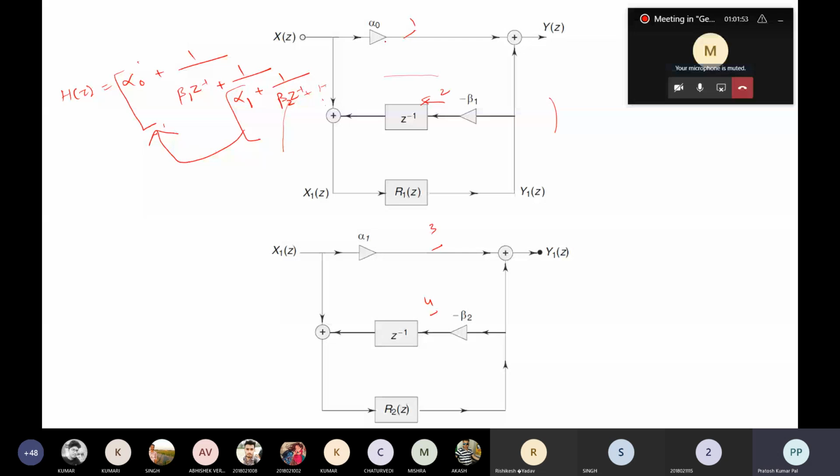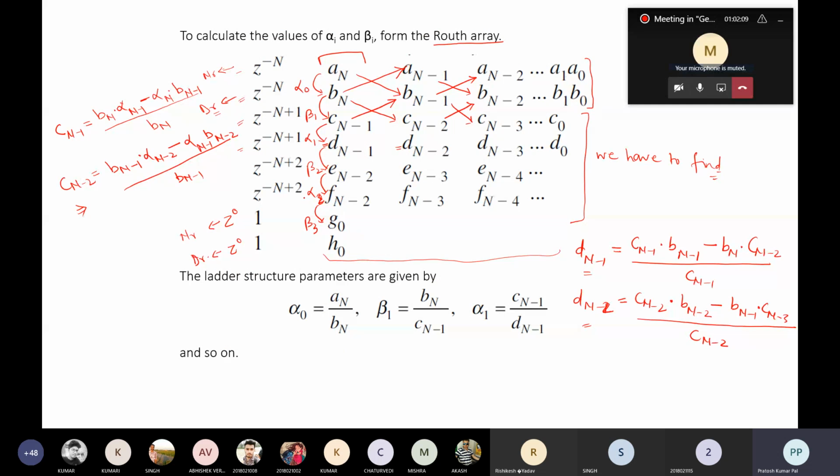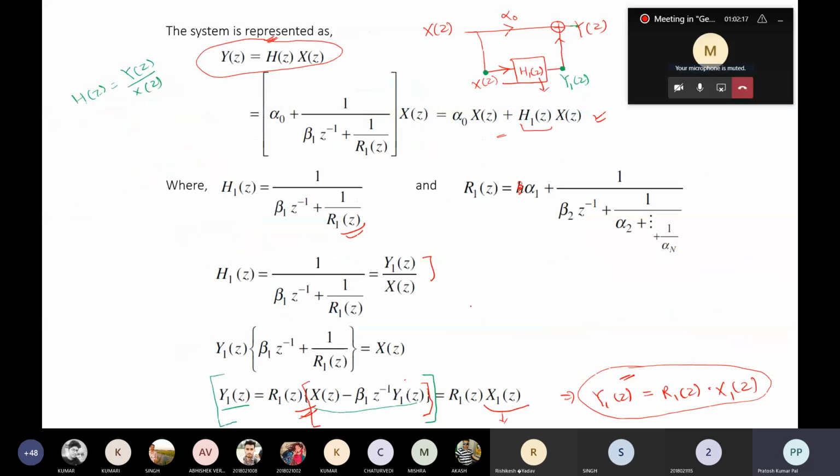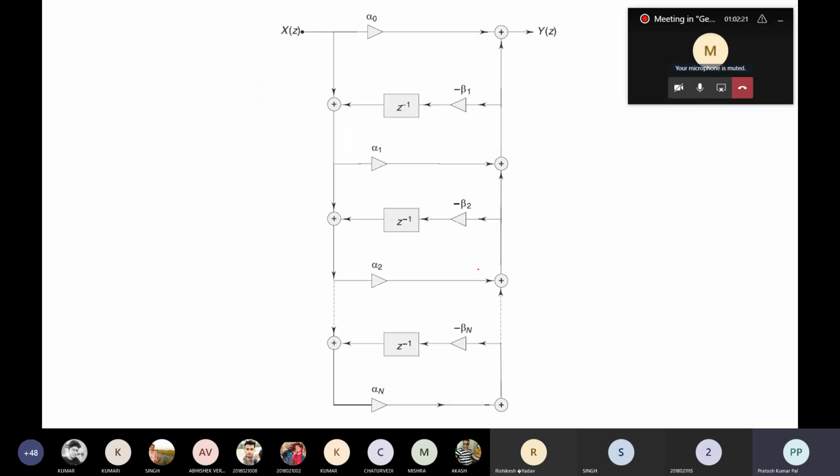So this is the first term, this is the second one, this is the third one, and this is the fourth one, and we keep on reducing. Up to what level we reduce depends on the root array, from which we have found the coefficients. Based on how many coefficients we have found, we keep on expanding the ladder downward. This is how the ladder structure is formed.